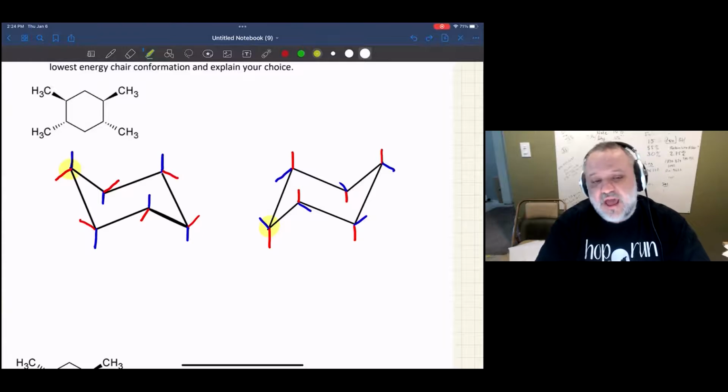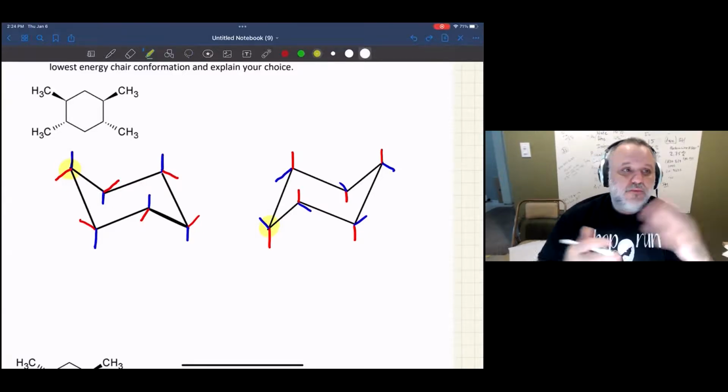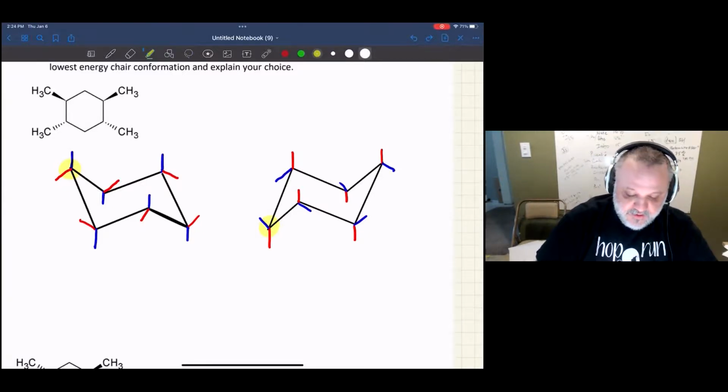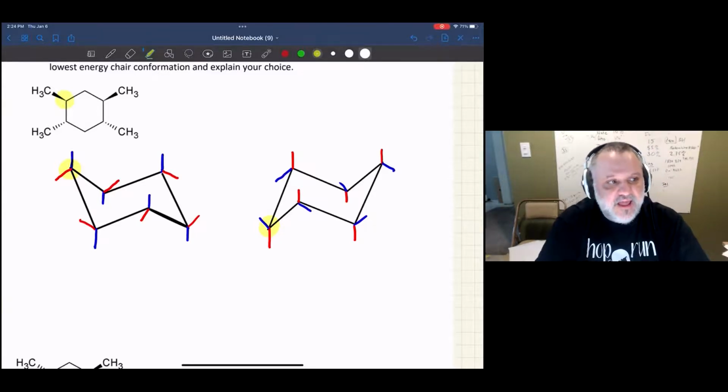Okay, so let's sort it out. So now I want to put the groups in the correct position. Remember, it doesn't matter where I start as long as I pick a place to start and then I'm consistent. So I'm going to go ahead and think about this. I'm going to say, all right, let's arbitrarily make that the atom that's highlighted.